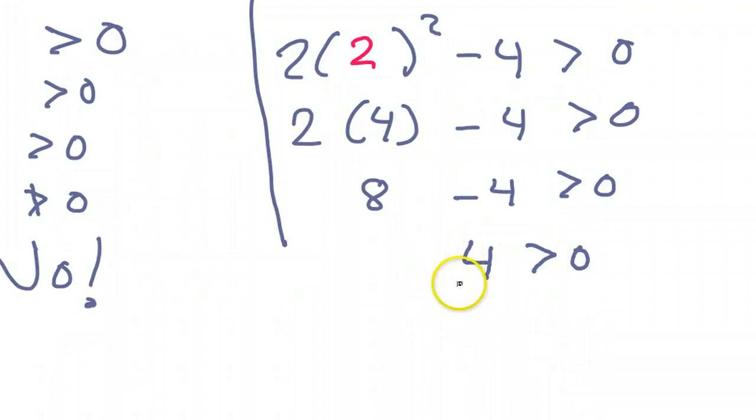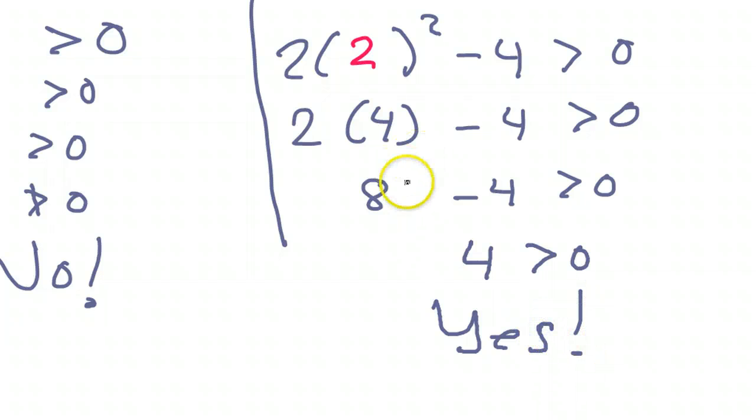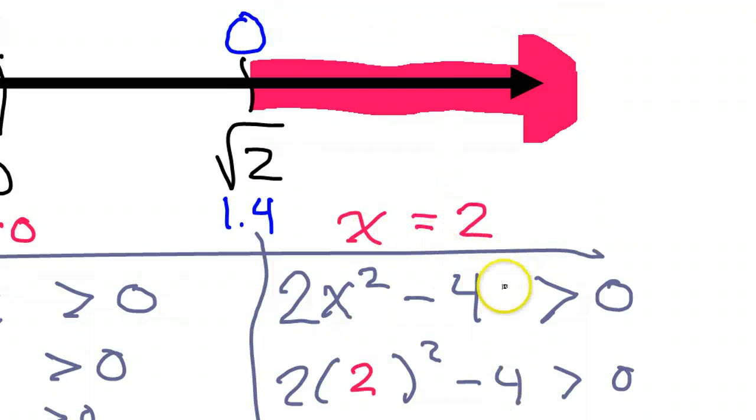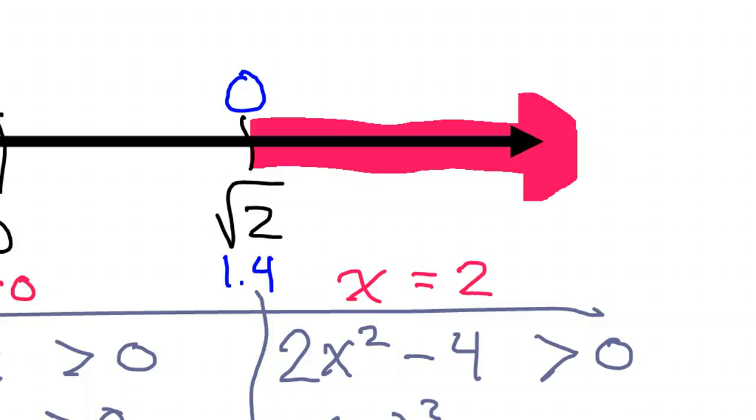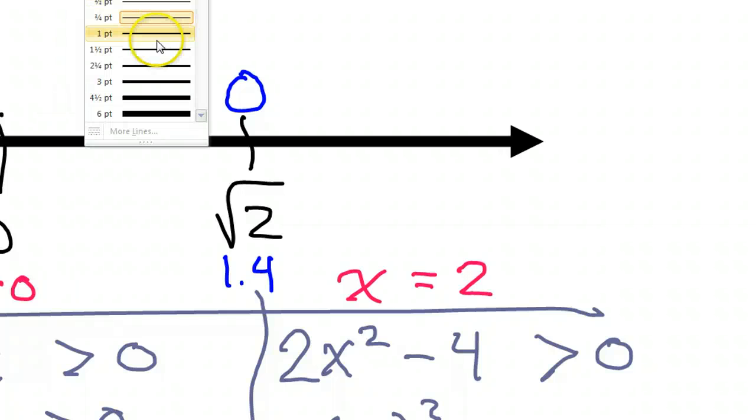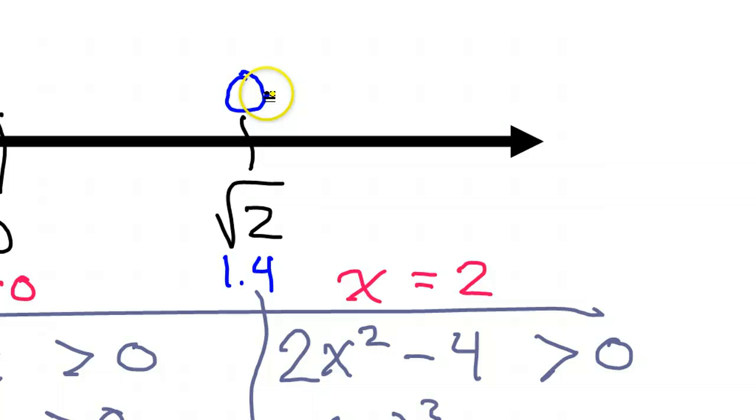And then you ask yourself, is 4 greater than 0? Oh, silly, of course it is. Okay? That means 2 is a solution to the inequality. That means that all of the values to the right of radical 2 are solutions. And we will show that by drawing an arrow to the right of radical 2. All right?